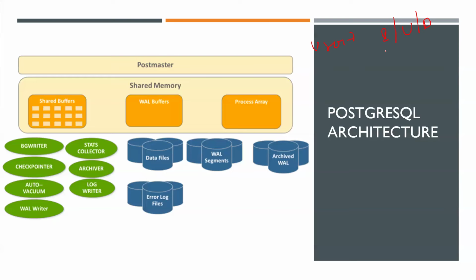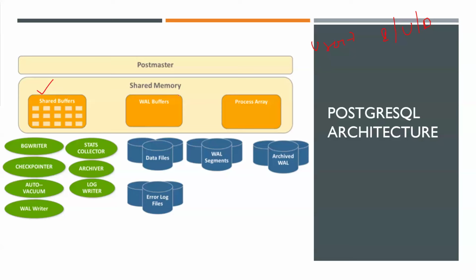Now let's focus more on insert, update, delete. Assume you want to perform an insert, update or delete. Before we discuss that, we need to know about shared buffers. Shared buffers are nothing but a data cache.